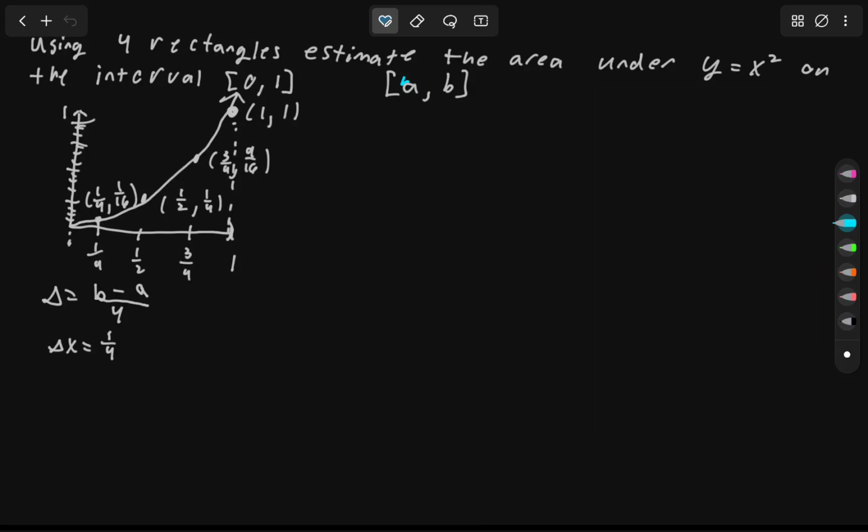Well, we are going to divide this into 4 subsections with a change in x. Change in x in this case is going to be 1/4. So we can clearly see that from this we're going to get some rectangles that look like so on this graph. And really what we want to do here is sum up all of these rectangles.